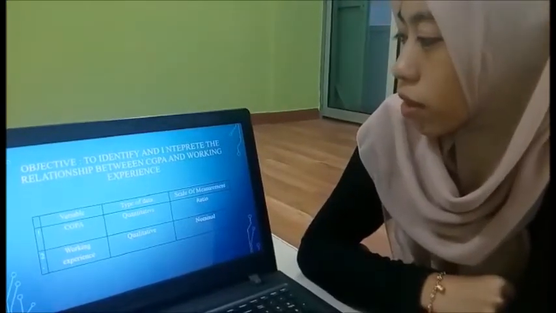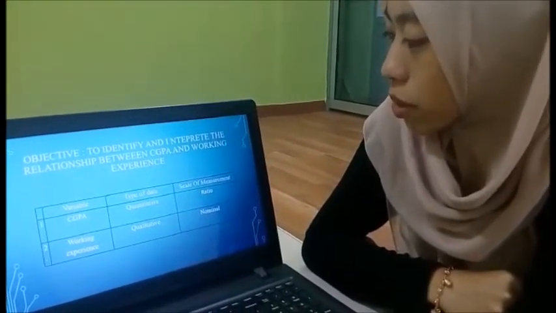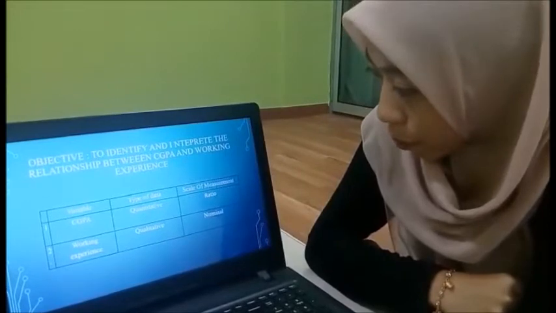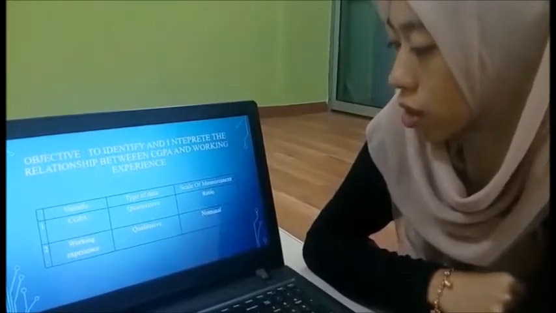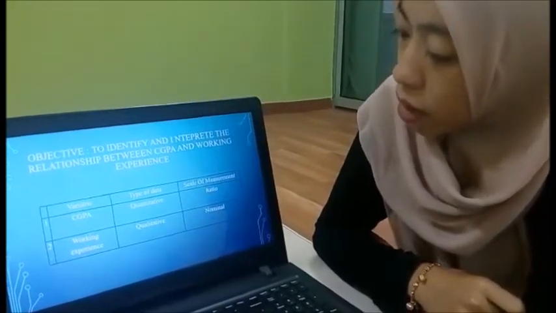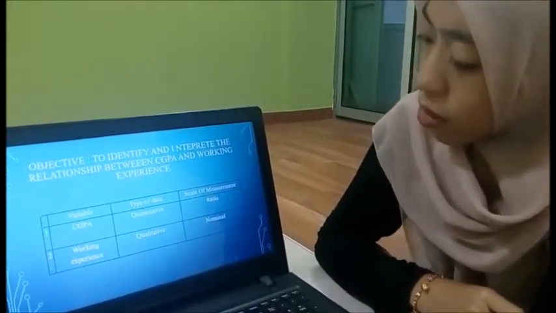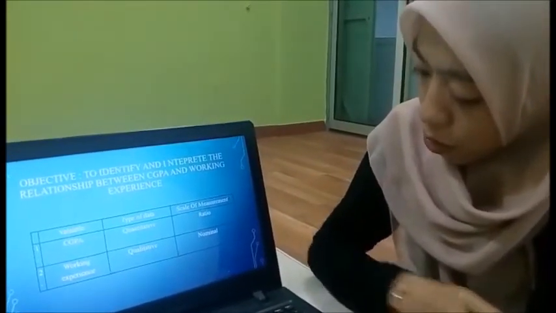Next objective is to identify and interpret the relationship between CGPA and working experience. The first variable is CGPA, type of data is quantitative, scale of measurement is ratio. Next, working experience, type of data is qualitative, and scale of measurement is nominal.